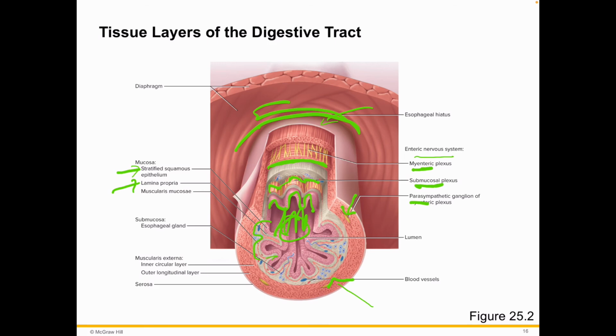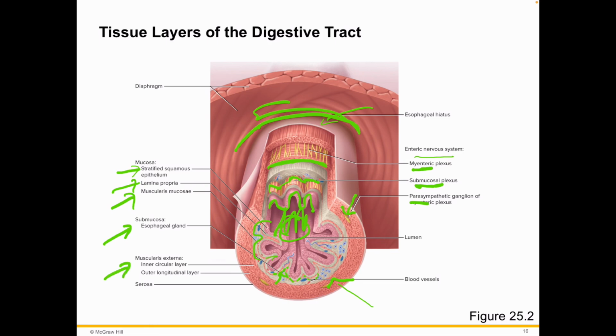And then the muscularis mucosae, which is different from the rest of the muscle layers in that it's a little bit thinner, like a tiny faint feather, as you can see, layer right here. The submucosa itself, esophageal gland, going to be teeny tiny little glands here, secreting.